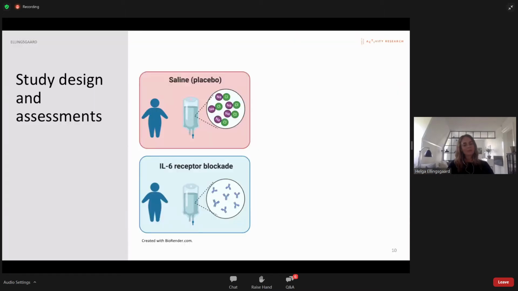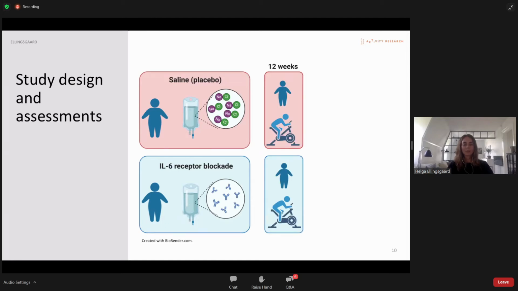And we addressed this question by performing a randomized controlled trial in 56 abdominally obese men and women. And the participants were first randomized to receive either placebo or IL-6 receptor blockade. And for the following 12 weeks, half of the participants in each of these two groups performed supervised endurance training 3 times weekly, and the other half served as non-training controls.